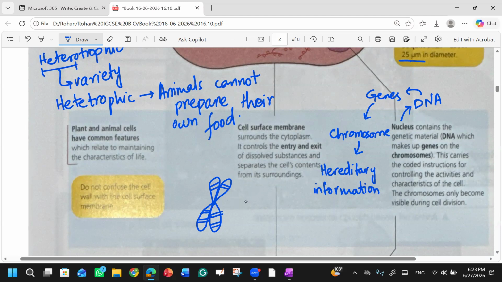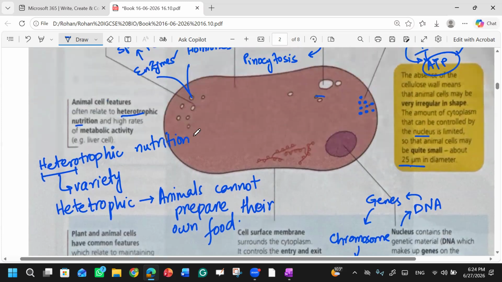How many chromosomes are in a human cell, not animal cell, human cell? 46 chromosomes in total, or 23 pairs. We can say 23 pairs or 46 chromosomes. But they only appear at the time of cell division. This is important, mark it in your book. You cannot see chromosomes in the cell. If you see any cell in the microscope in the normal period, you will not see any chromosome in it.